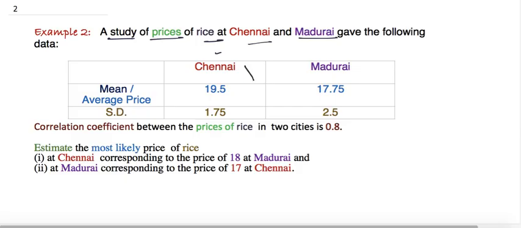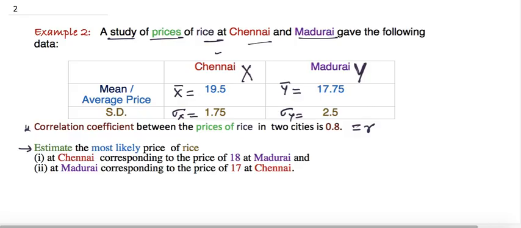So first of all, let us use mathematical notation. We can call the Chennai price of rice X and the Madurai price of rice Y. So here what is given? X bar is given and the standard deviation, sigma of x, is given. Here y bar is given and the standard deviation of y is given. And one more thing is available: the correlation coefficient between the price of rice in the two cities is 0.8. So R is given. Now we can see that the question is about estimating.